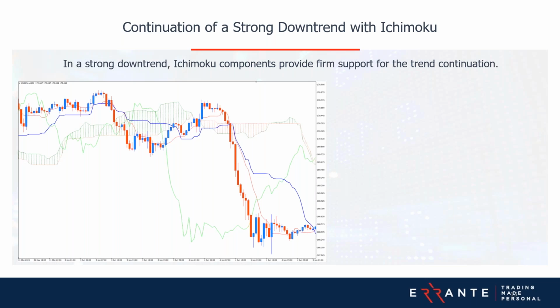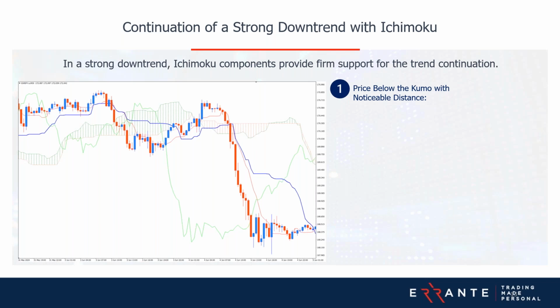Now, here we're going to continue our discussion on identifying the continuation of a strong downtrend using the Ichimoku indicator. Recognizing the signals is crucial for maintaining profitable positions and managing risk effectively. Just as we looked at the strong uptrend, we will now explore the downtrend, which is essentially its mirror image. Okay, so let's delve into the key indicators. I will make it very brief.